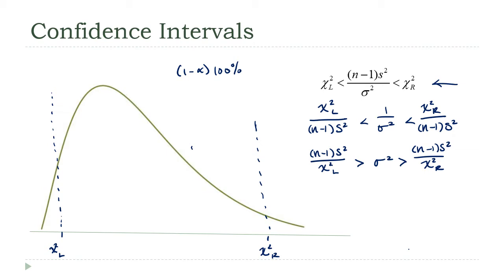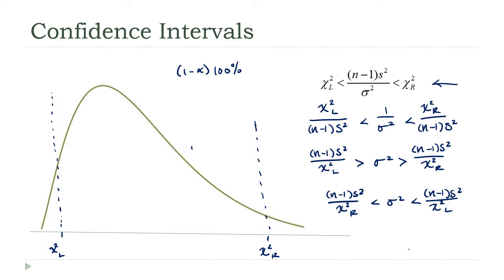It's a little weird to write it this way. We usually do these things in ascending order, right, with the smallest item first. So I am going to flip this around and make this n minus 1 s squared over chi squared R is less than sigma squared is less than n minus 1 s squared over chi squared L. And that's my formula. Right? That's the formula that we're going to use to calculate the upper and lower bounds of our confidence intervals.